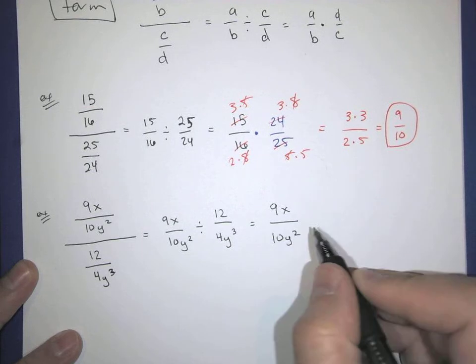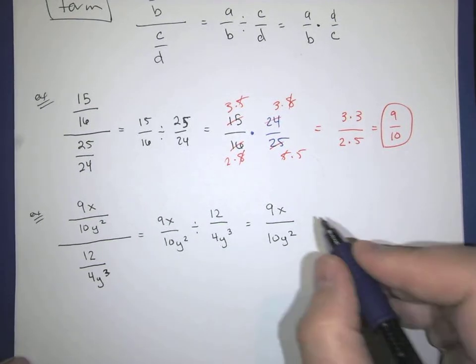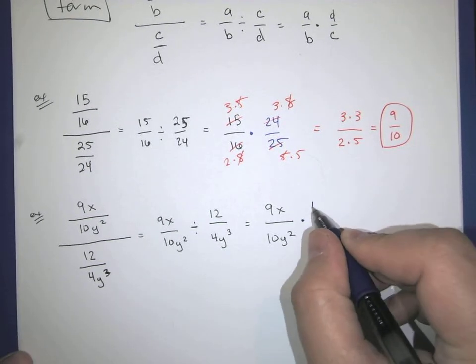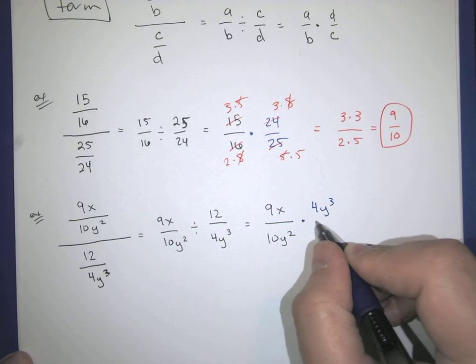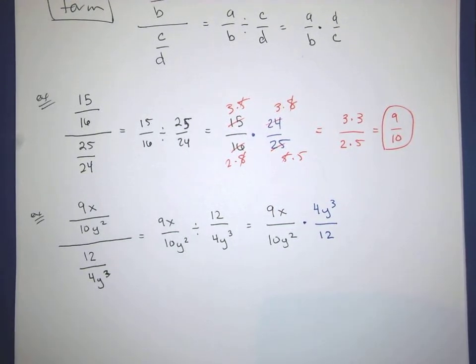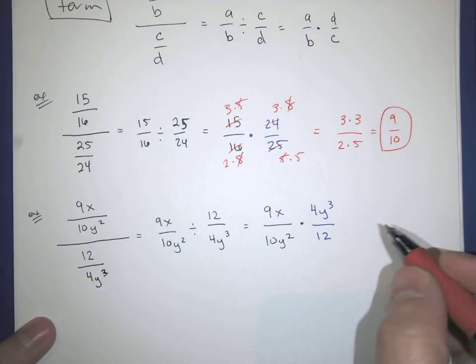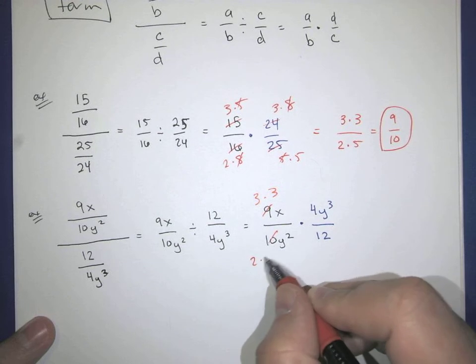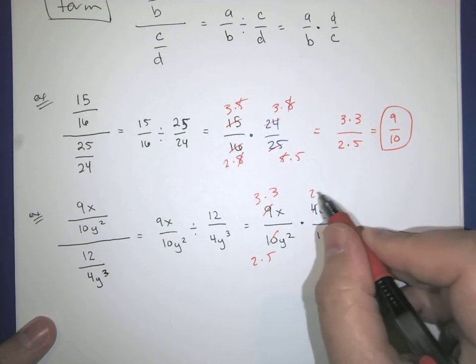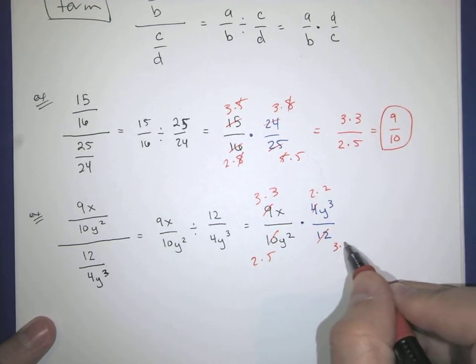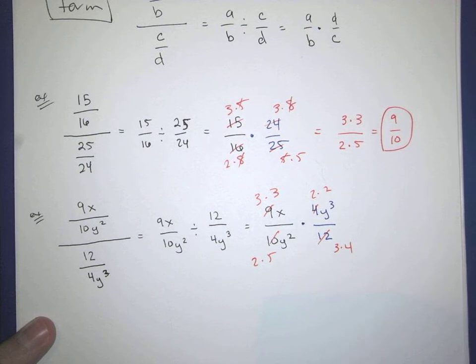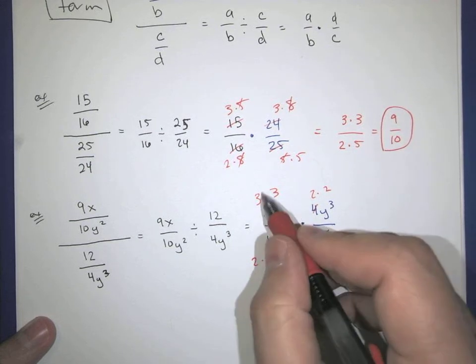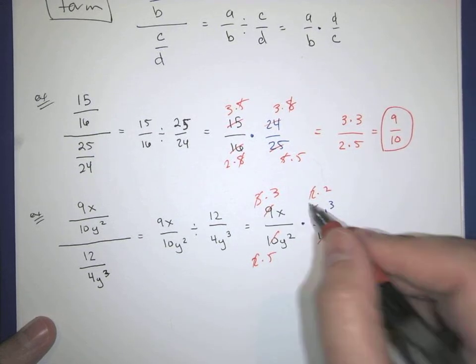Take it, flip and multiply. When I do this again, you break these numbers up however you want. Maybe we'll do the numbers as step 1, and then clean up the variables as step 2. I've got 3 and 3, 2 and 5 here. 4 is going to be 2 and 2. 12 would maybe be 3 and 4. So 3 cancels 3, 2 cancels 2.